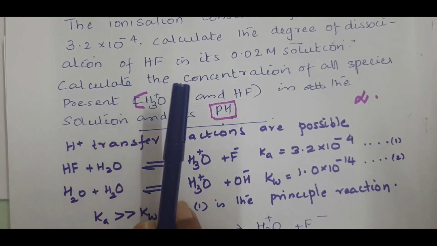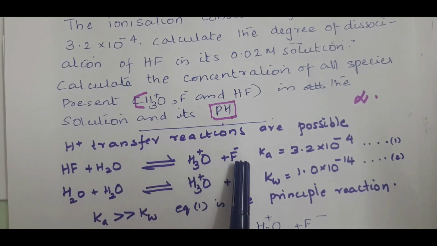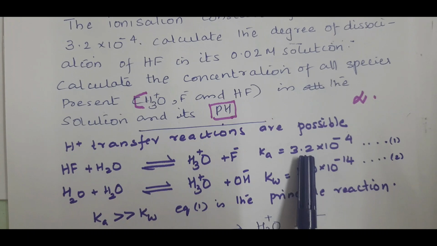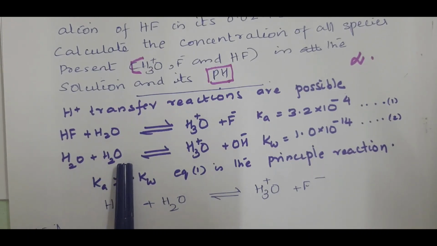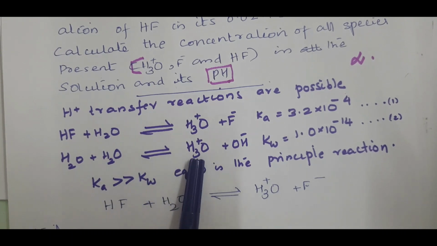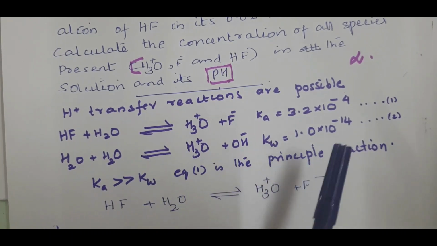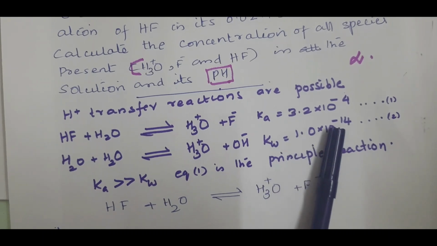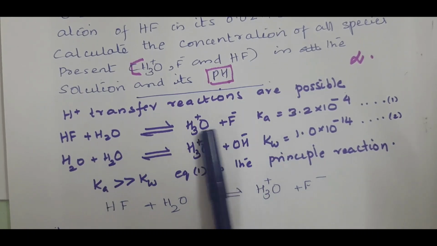One is the HF ionization taking place in aqueous solution, so it will be H plus and F minus. The Ka is given. Now the second is H2O. The H2O can act as an acid and a base to give a proton, that is H3O positive and OH minus ion. There you know the Kw is 1.0 into 10 raised to minus 14. Then you have to see which, Ka or Kw. Kw is for water and Ka is for the acid.